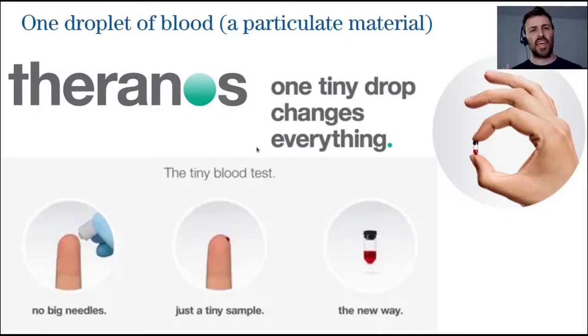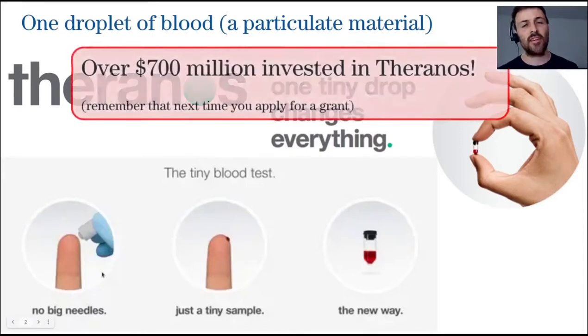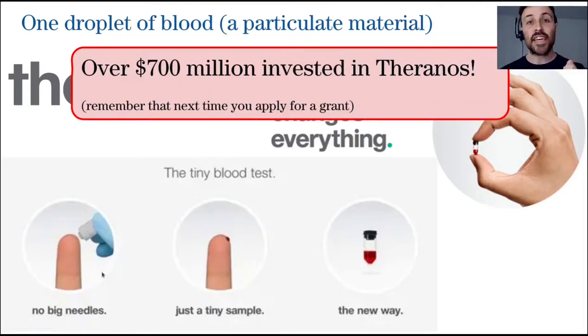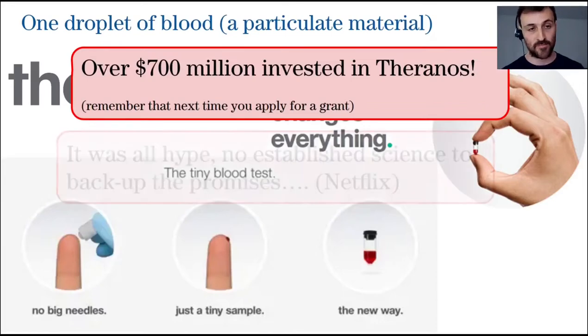But first, have you ever heard of the company Theranos? Well, they started 10 years ago with the idea that with one tiny drop of blood, maybe they could do all the same diagnostic tests that you could do with like liters of blood. And they were going to revolutionize the field of diagnostics. For their startup money, they managed to raise $700 million. Think about that next time you apply for a grant.